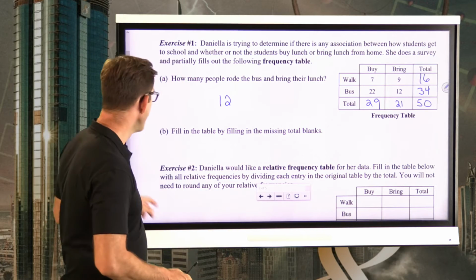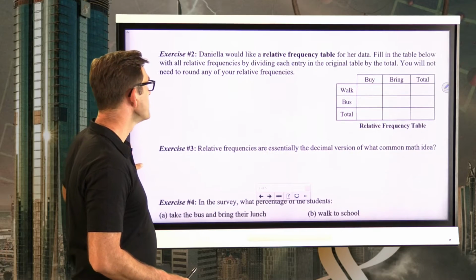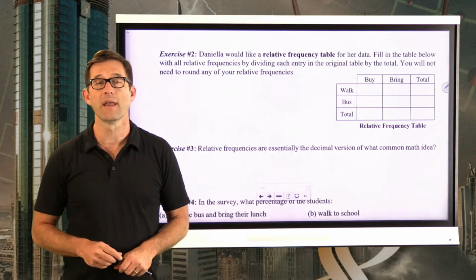Now, although frequency tables are important, what is more important are what are called relative frequency tables. So let's talk about those in exercise 2.